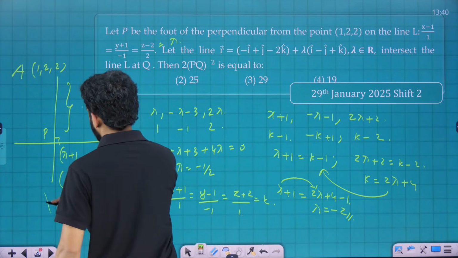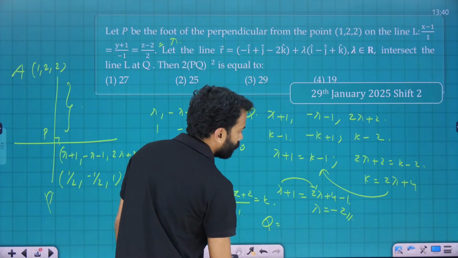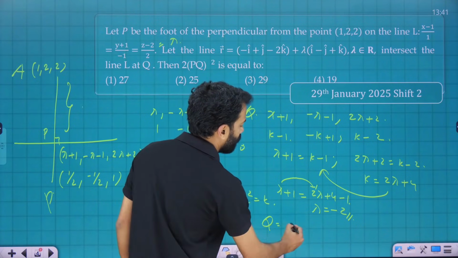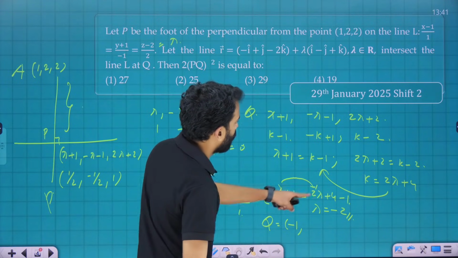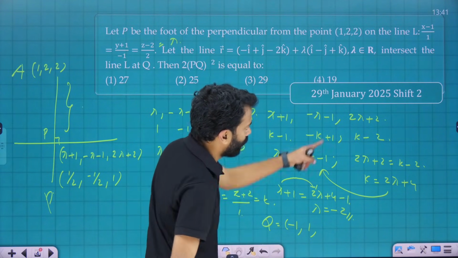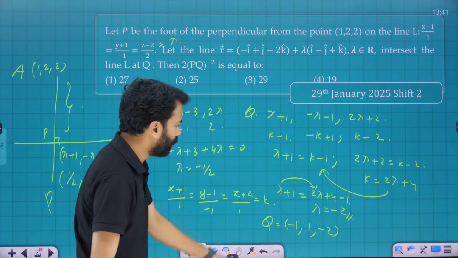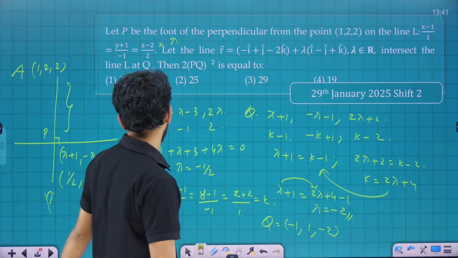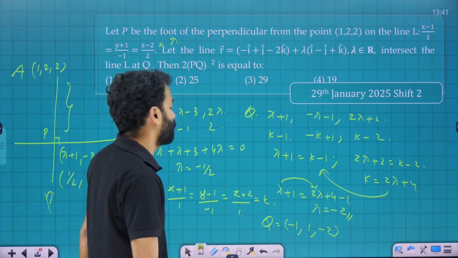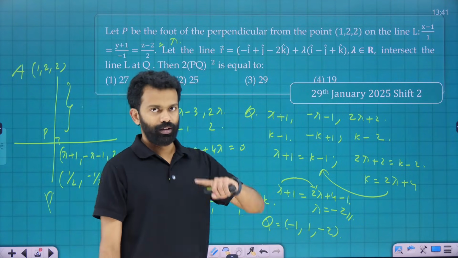Okay. P we already got, and Q, if you substitute here, that is Q is equal to minus 2 plus 1, which is minus 1. And minus of minus 2 is 2, and 2 minus 1 is 1. And minus 4 plus 2 is minus 2. Okay, what is Q then? Minus 1, 1 and minus 2. And what is P? 1 by 2, minus 1 by 2 and 1. Then we need to find PQ square.